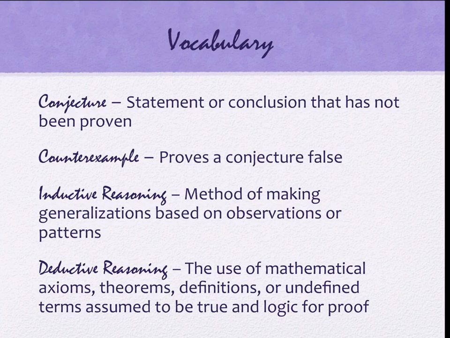So to start with, we need some basic language so that we're all talking about the same thing. The first one is the word conjecture. A conjecture is a statement or a conclusion that has not been proven. It's a guess. That's what it really is. A conjecture is a guess, an educated guess usually, but it is a guess.